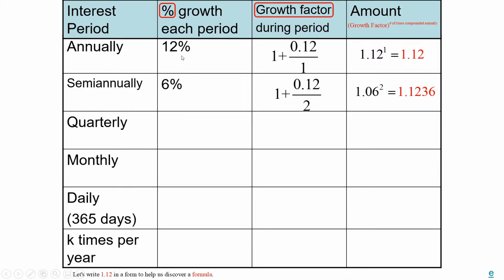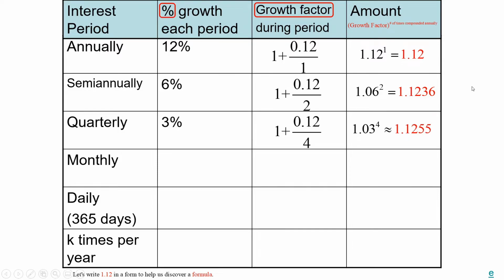Now quarterly, so we're compounding 4 times every year. All right, so 12% divided by 4 would be 3%. So now look how I write it over here. I'm going to go 1 plus 0.12 divided by the 4. And that's going to be, what is that? 1.03 to the 4th power. And this is going to be slightly bigger than 1.1236.